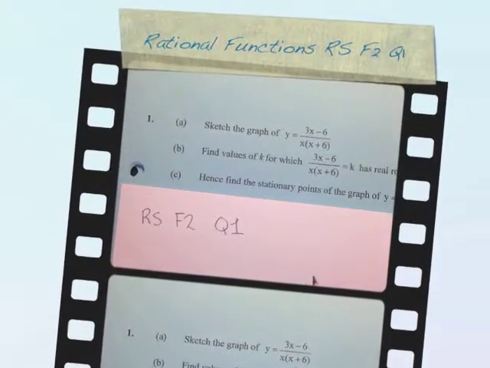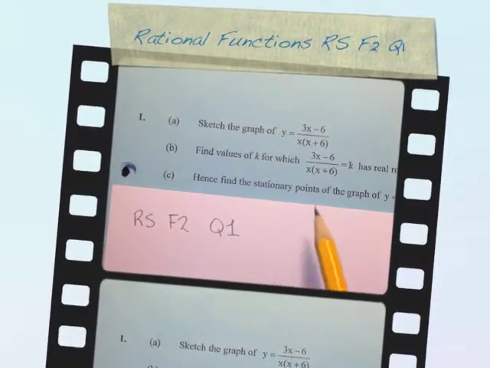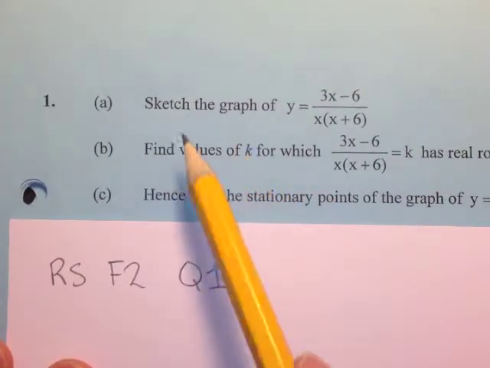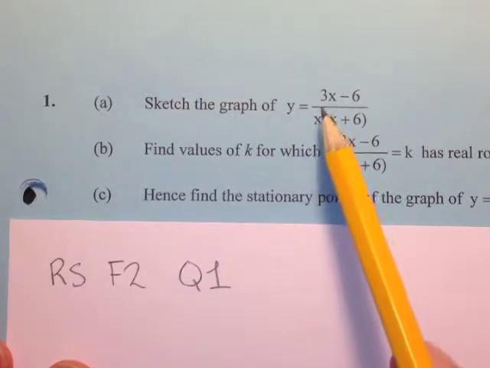Rational functions, review sheet F2, finding stationary points. Question 1. First of all, we're asked to sketch the graph of y equals 3x minus 6 over x brackets x plus 6.